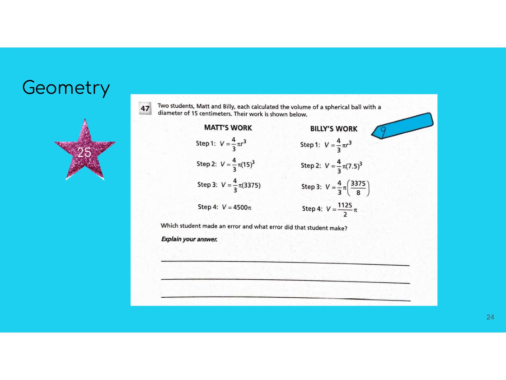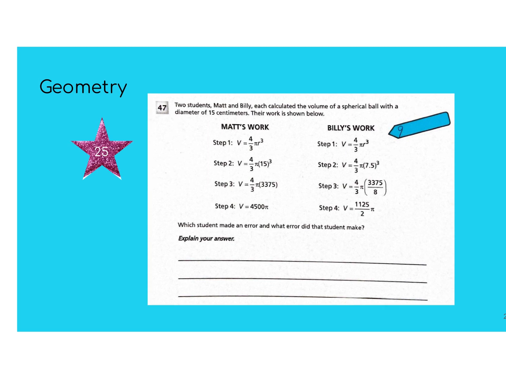Okay, so two students have shown their work for a sphere. So step one, they both plugged in the equation, 4/3 pi r cubed, nothing wrong with that. And it's probably a good idea to examine the situation up here. It's a spherical ball with a diameter of 15. So maybe draw a picture for yourself and say, well, the diameter is all the way across.